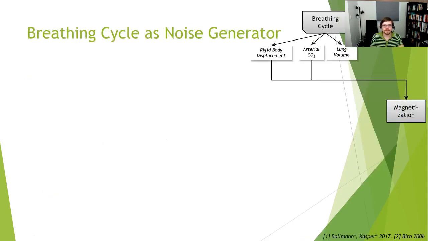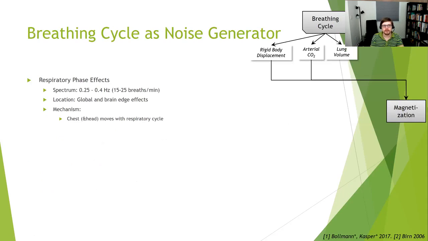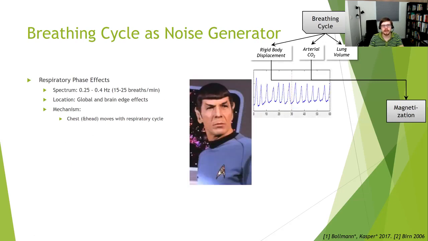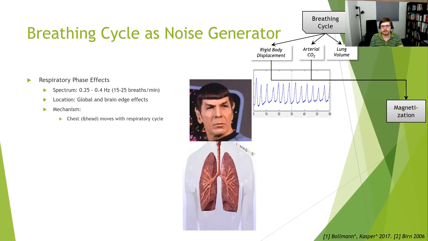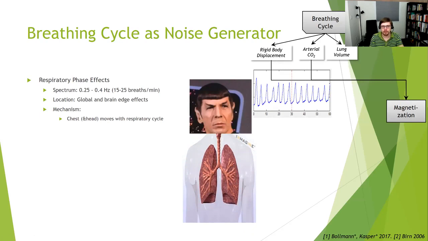Also, the breathing cycle can act as a noise generator. Again, synchronous with the respiratory cycle, which is typically 15 to 25 breaths per minute, so that relates to 0.4 hertz. And typically, this is a global effect and occurs also at brain edges. The mechanism is that within the breathing cycle, the chest and also the head moves. And this, of course, creates direct motion of the head.